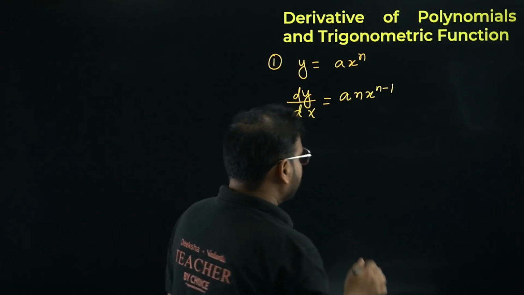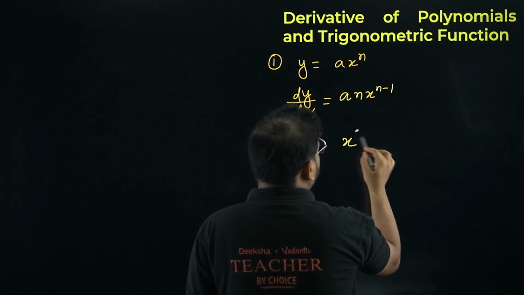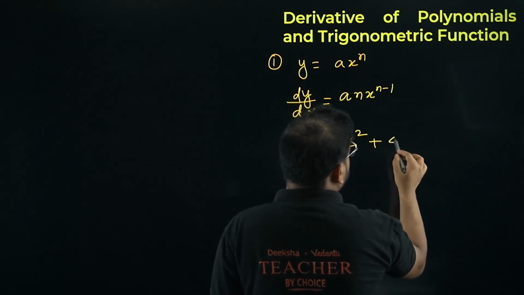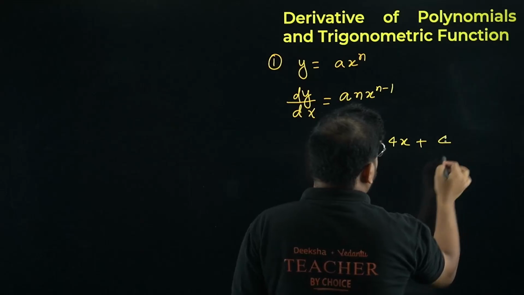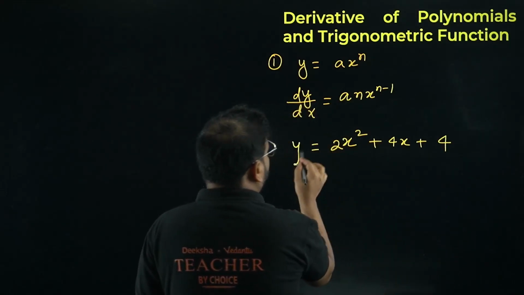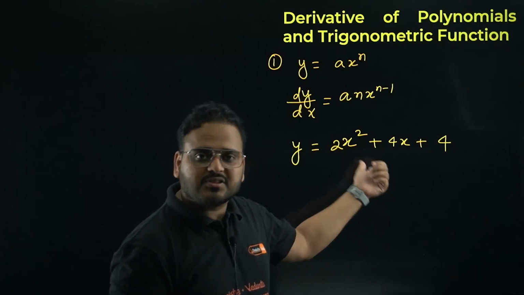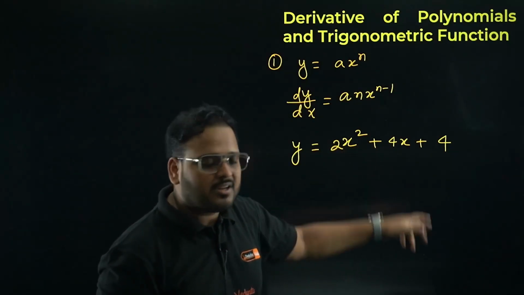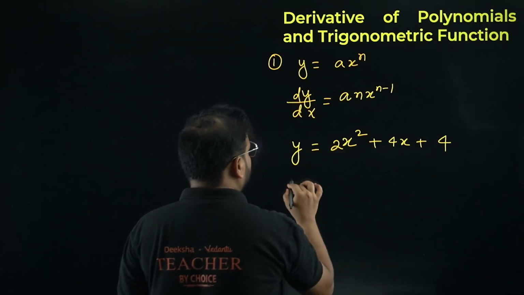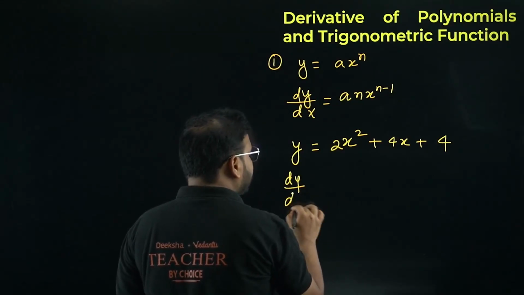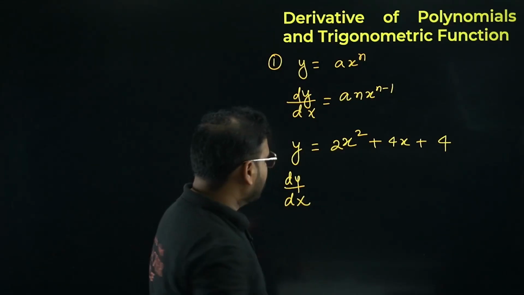Example, sir, don't worry, I can take 2x square plus 4x plus 4 as my function, let's say y. This is my given function to me. What is the function, sir? Is it a polynomial function? Yes, it is. It's a quadratic function. Differentiate it now. So I get dy by dx.